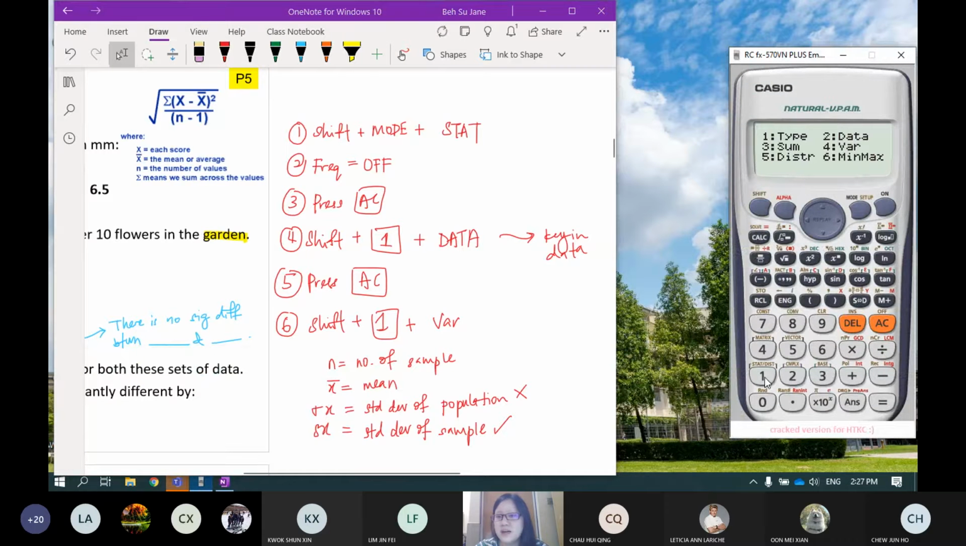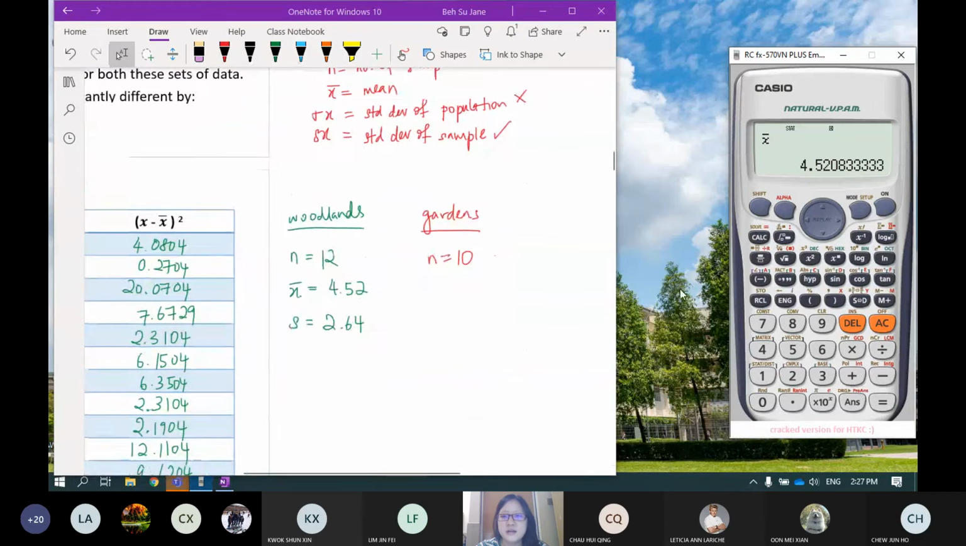Okay, I hope they saved my data so I can do it again. Yes, they did. So shift 1 var, and then to find x bar, the mean, equals. Yay. 4.52. I'm not gonna switch. I'm gonna write it down first because it's gonna crash. Okay, done.